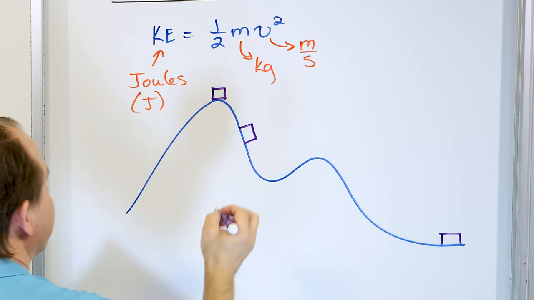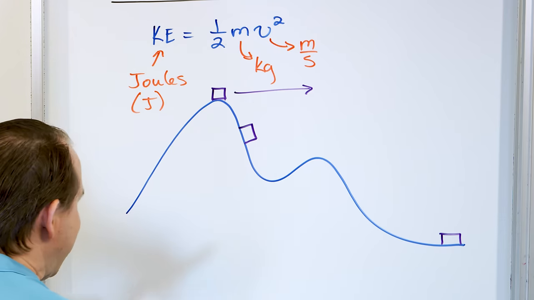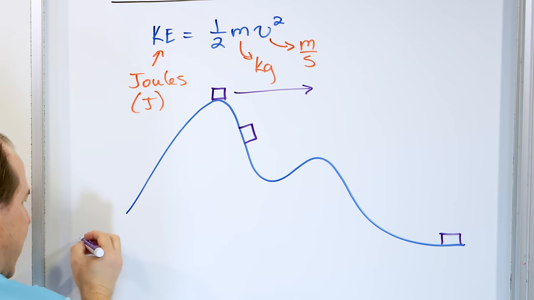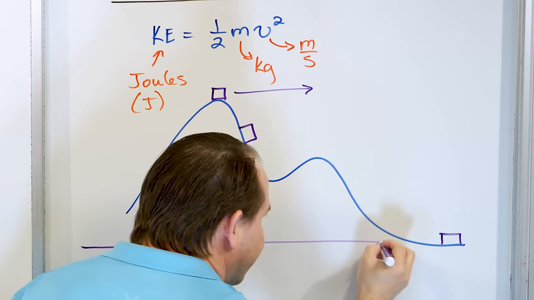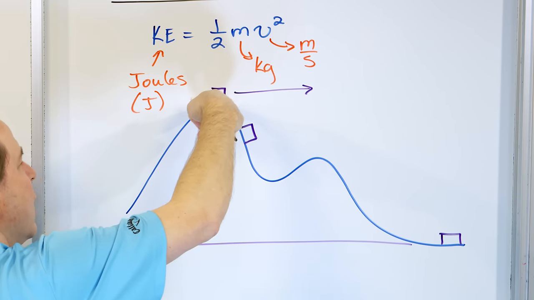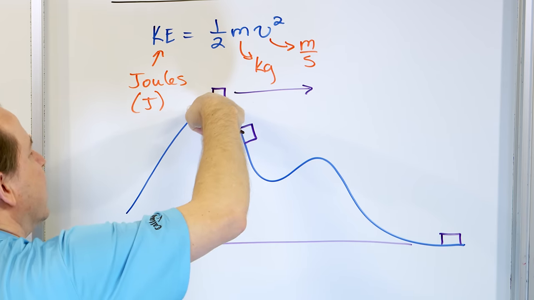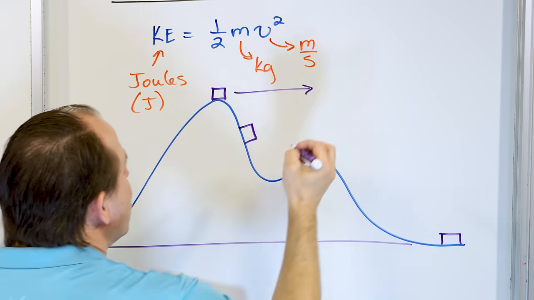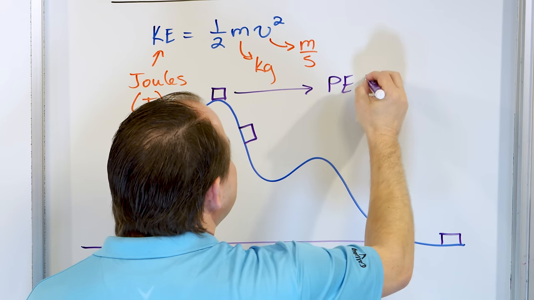So what's going to happen here at this position? What do we have? Well, the ground is right here. So how high are we off the ground? We're the maximum height off the ground. This is going to tell us how high a total energy state we're in. We have the potential energy in the highest position.